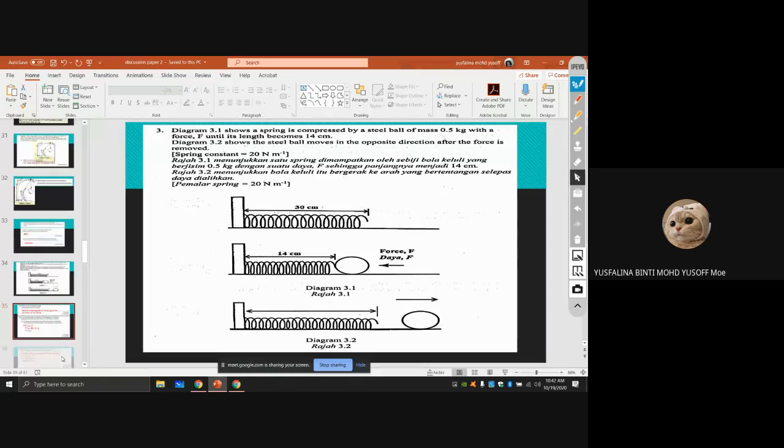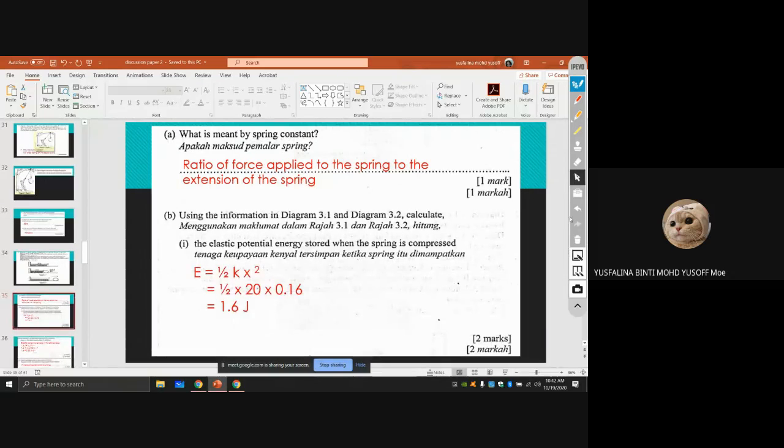The first question is, what does it mean by spring constant? This one you get from the formula F = kx, so k is F over x. So it is the ratio of force applied to the spring to the extension of the spring, where x is the extension. Just use the formula here, but you have to remember not all meanings you can simply get from the formula.